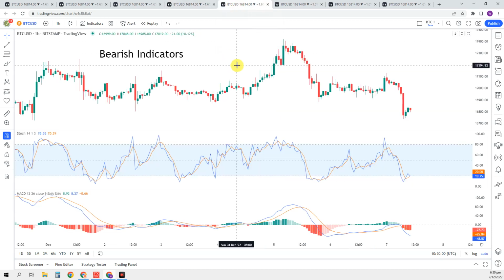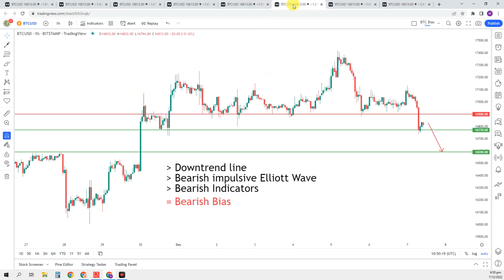Indicator wise, it is still bearish. You can see the obvious is that the MACD is in negative territory, and stochastics, what's interesting is that it gave us a bullish signal, but then it seems to be failing. So I will rate the indicators as bearish. So with the downtrend line, the bearish impulsive Elliott wave, and the bearish indicators, the bearish bias remains intact.